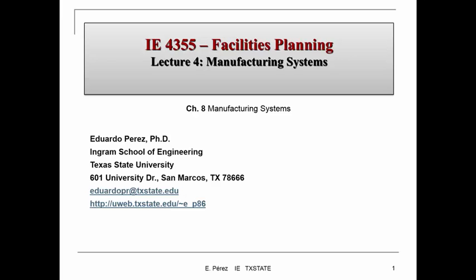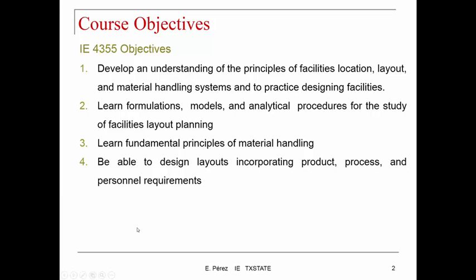This is lecture number 4, part 1. The topic is manufacturing systems, and you will find most of the information in this lecture in chapter 8 of your textbook, which is also called Manufacturing Systems. As always, I start with the objectives for this class. This particular lecture will cover most of them, so I'm not going to specify one in particular.